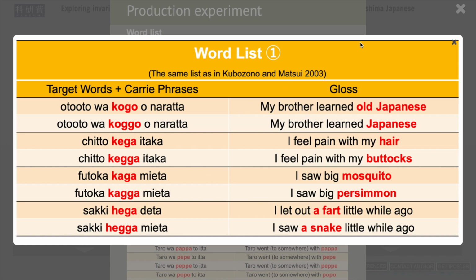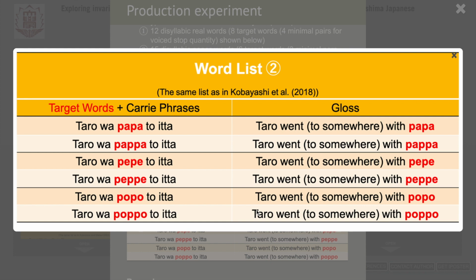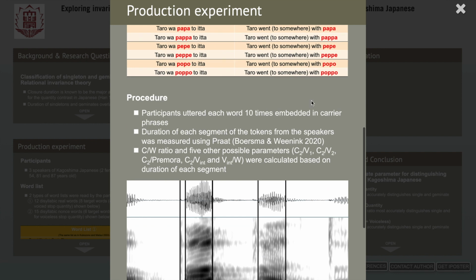The second list has 15 disyllabic nonce words, and as this lower table shows, 6 words are our target. Then the participants uttered each sentence 10 times, and duration of each segment of the target words were measured.